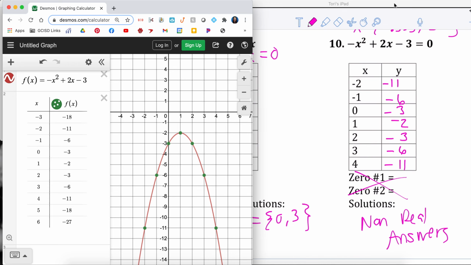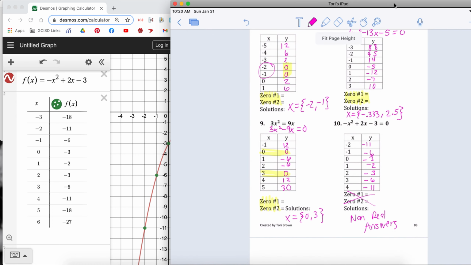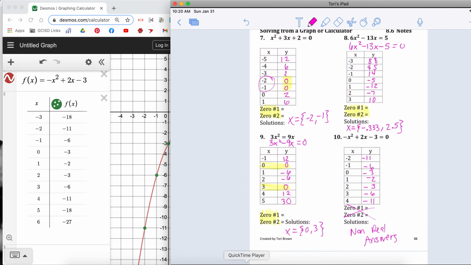Okay. All right, let me zoom this page out real quick. If you needed to copy anything down, go ahead and do that now. And we are all set with this guy.